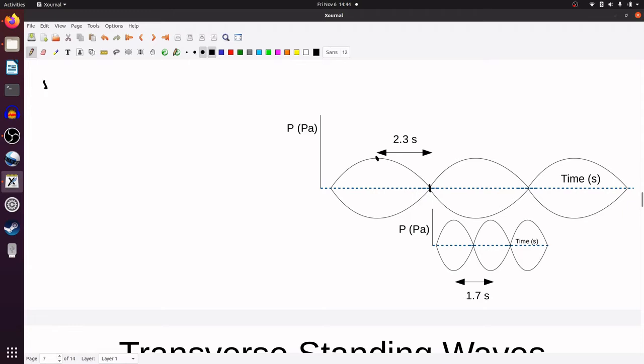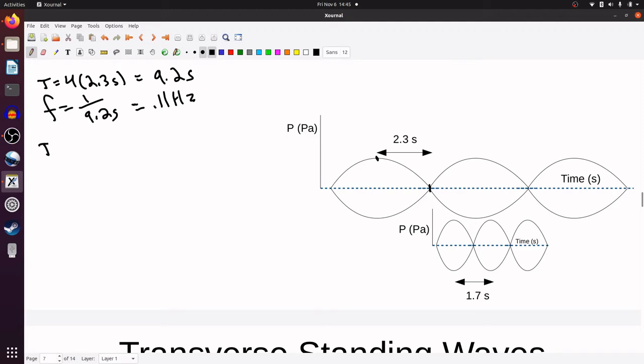Let's figure out the period, because I think it's easier to figure out the period from the graph of the wave than anything else. So it's going to have to be 4 times 2.3 seconds to get the total period, and I can do that one in my head, and it's 9.2 seconds. So the frequency is 1 over the period, and this one I can't do in my head, but if you take 1 divided by 9.2 seconds, you will get roughly 0.11 hertz.